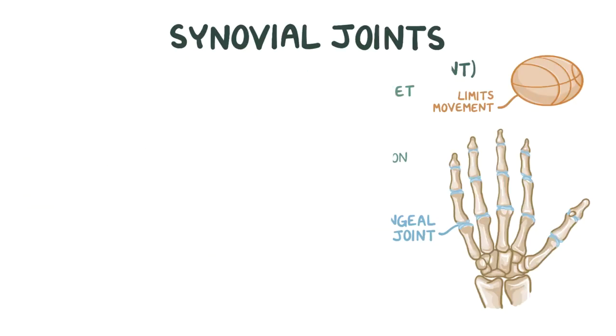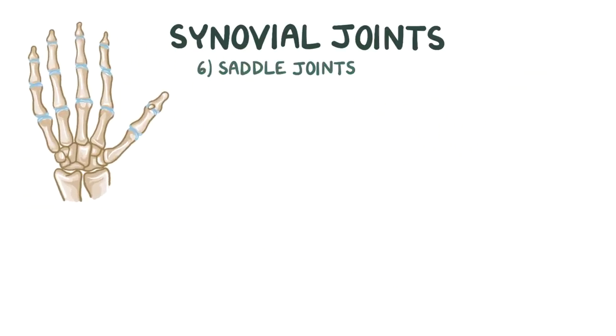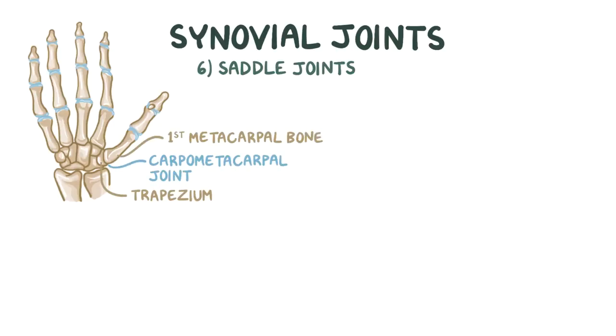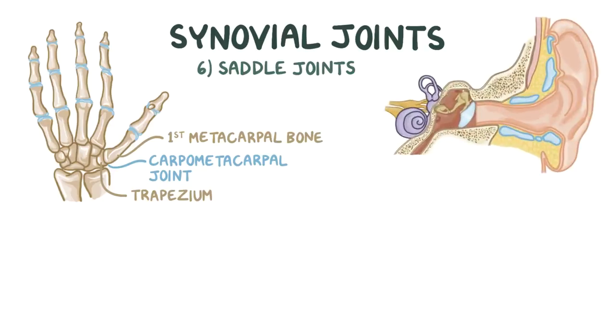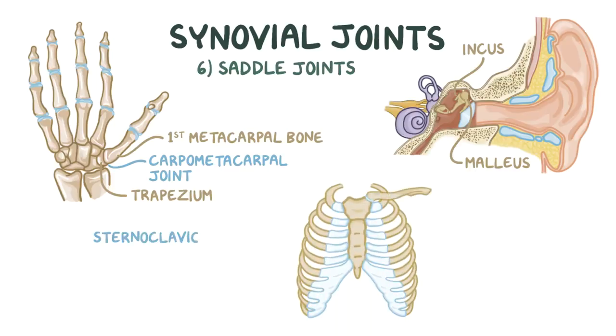The sixth type of synovial joint is a saddle joint. An example is the carpo-metacarpal joint of the thumb, which is between the trapezium and the first metacarpal bone. Other saddle joints include the one between the malleus and the incus bones in the middle ear, and the sternoclavicular joint between the sternum and the clavicles.